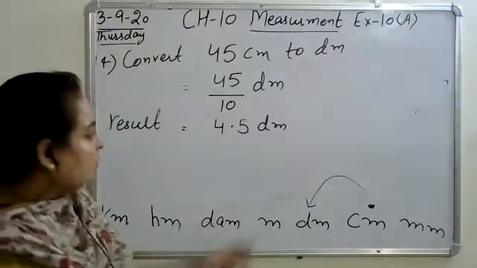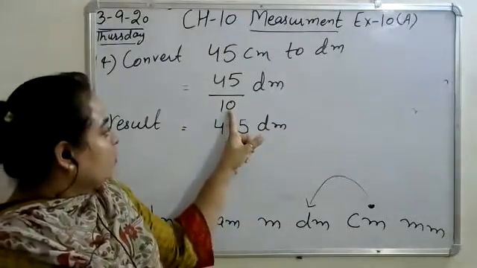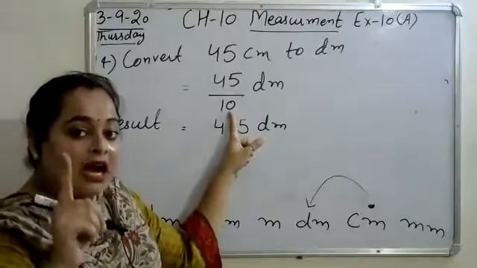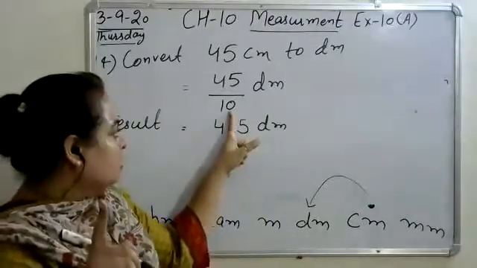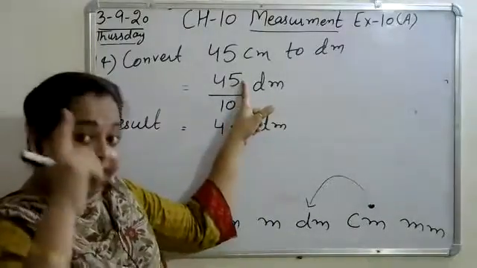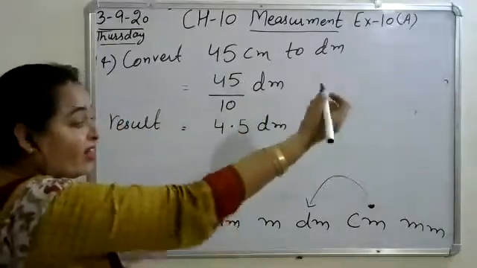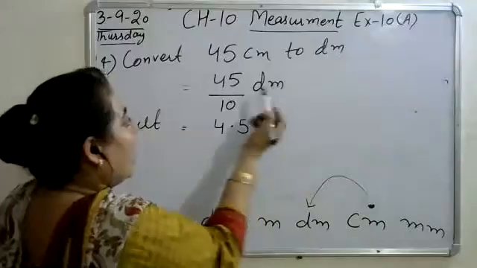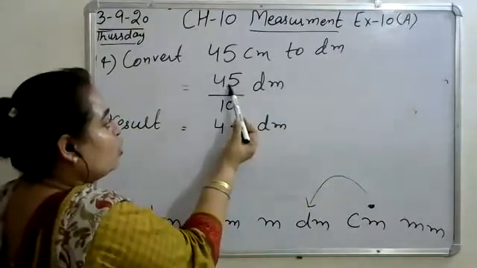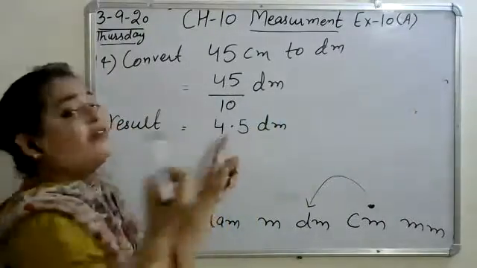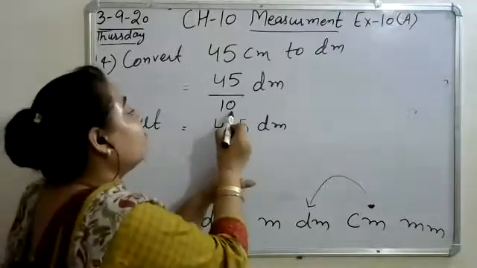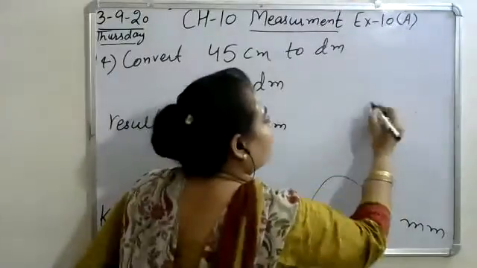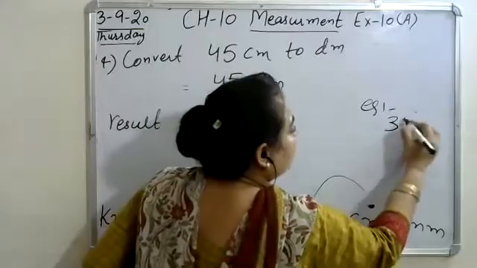I am repeating. One 0 in the denominator means in the numerator, start from the right hand side. After one digit, you will put the decimal. Why one digit? Because of this single 0. One more example, if the question is like this.